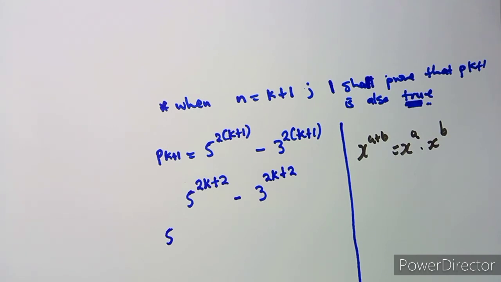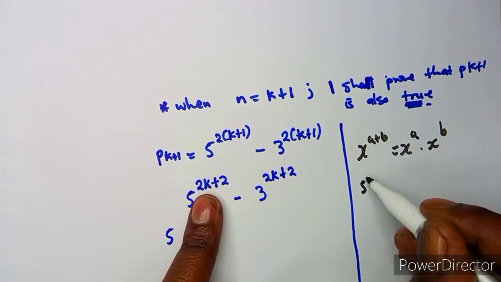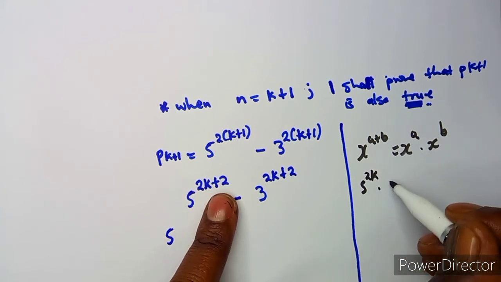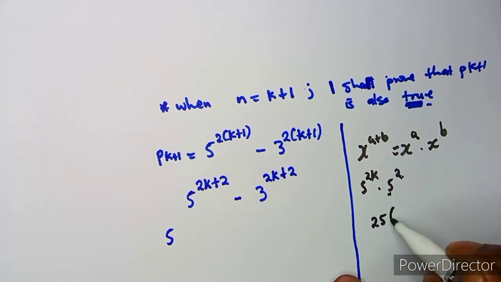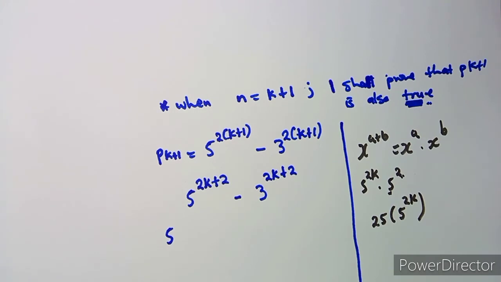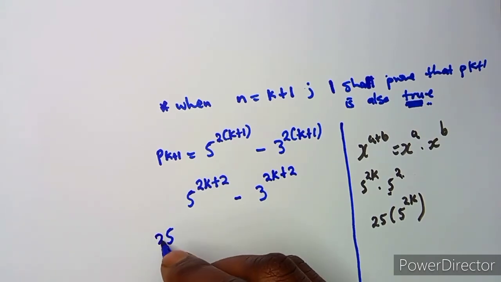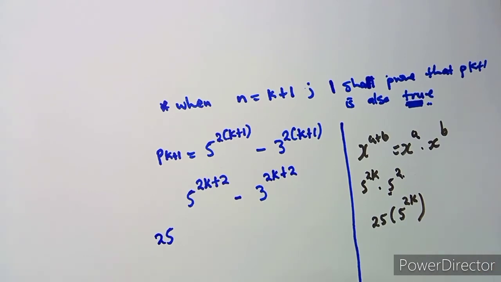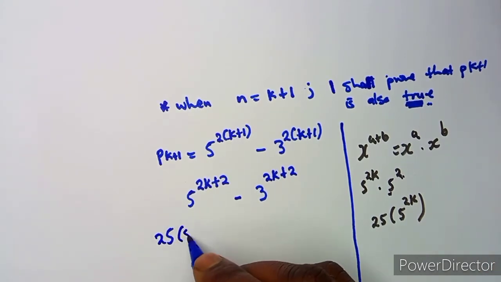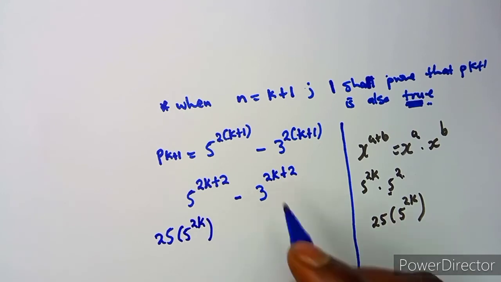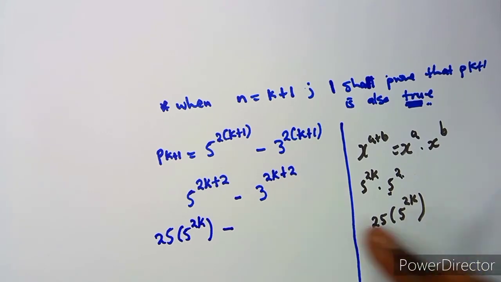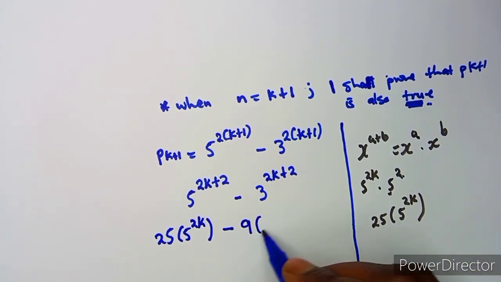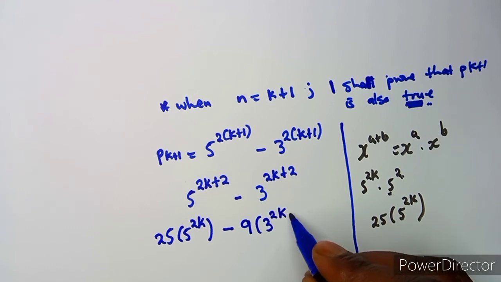I was multiplying 5 to the exponent of 2k by 5 to the exponent of 2, and 5 to the exponent of 2 is 25, times 5 to the exponent of 2k, like this. So that is what I'm going to write, 25 here. You do this working aside, and here you just write the exact thing, which is 5 to the exponent of 2k, minus, and you do the same here. Definitely you are going to have 3 to the exponent of 2, which gives you 9 times 3 to the exponent of 2k, like this.